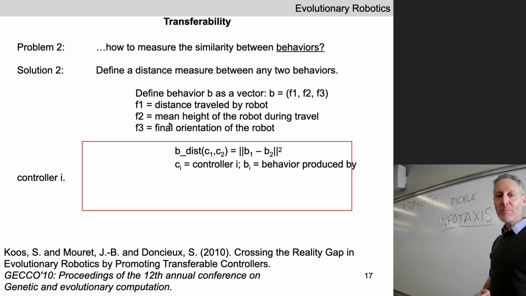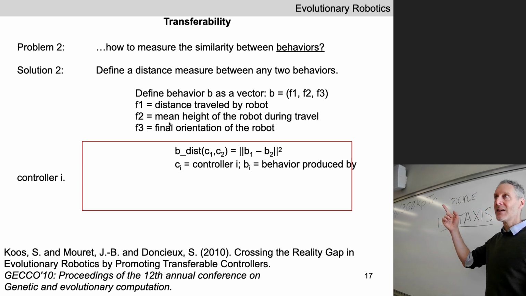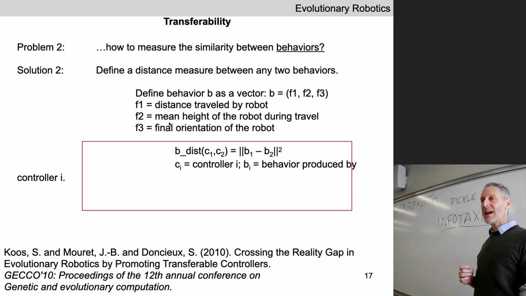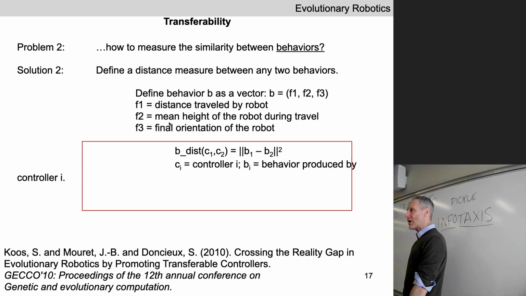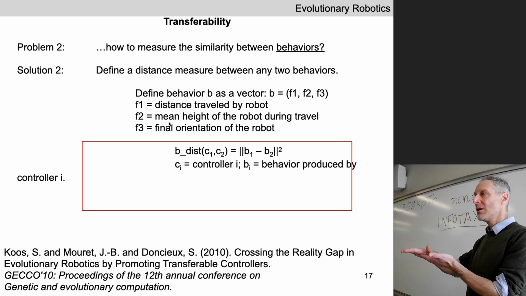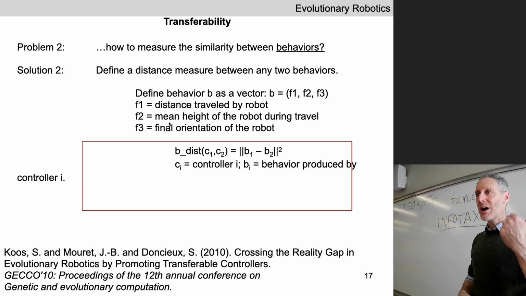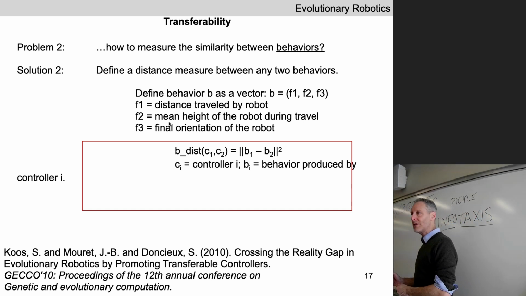F2, they picked the mean height of the robot during travel, right? We've already seen a few examples of things that didn't and did cross the gap relatively well, and a lot of them had to do with height. Things that stand up and carefully push vertically against the ground plane tend to do pretty well in movement. That's why when you cross a sheet of ice, you tend to push down rather than just walk normally.